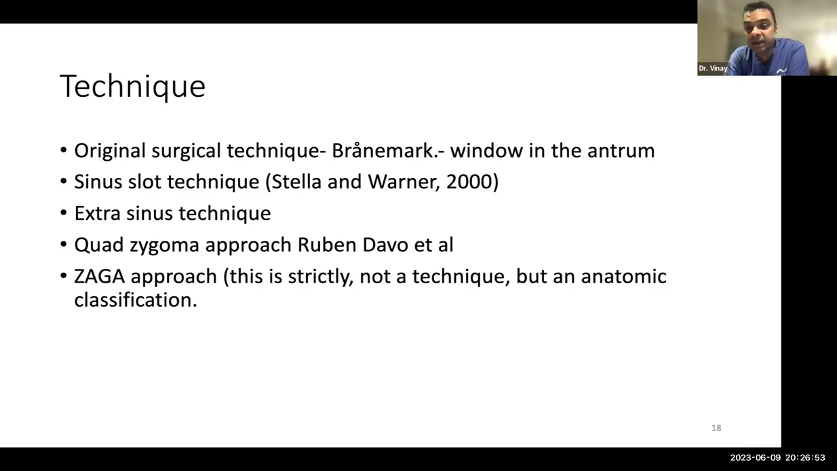Then Stella and Warner in 2000 said that you don't need to make such a large window. You can make a smaller window knowing the trajectory, and then you make a sinus slot and then push the window inside so that you can see the procedure. Then you had the Malo group saying that you can even use an extra sinus technique. You don't need to go inside through the sinus, and you can perhaps avoid maxillary sinusitis by using an extra sinus technique.